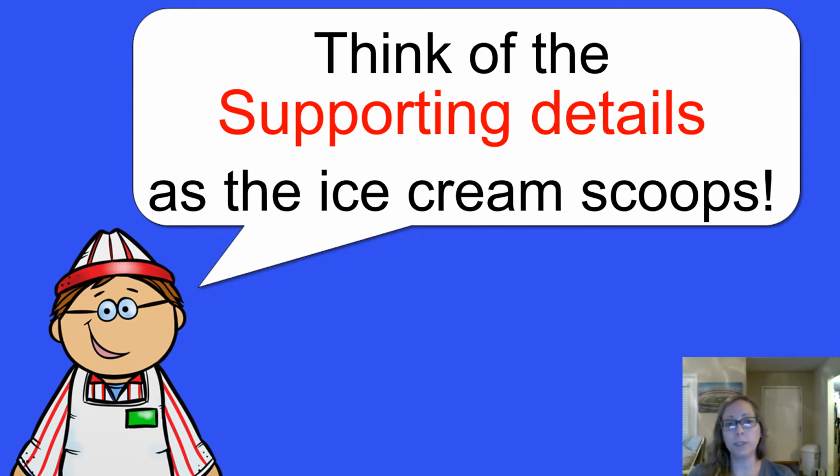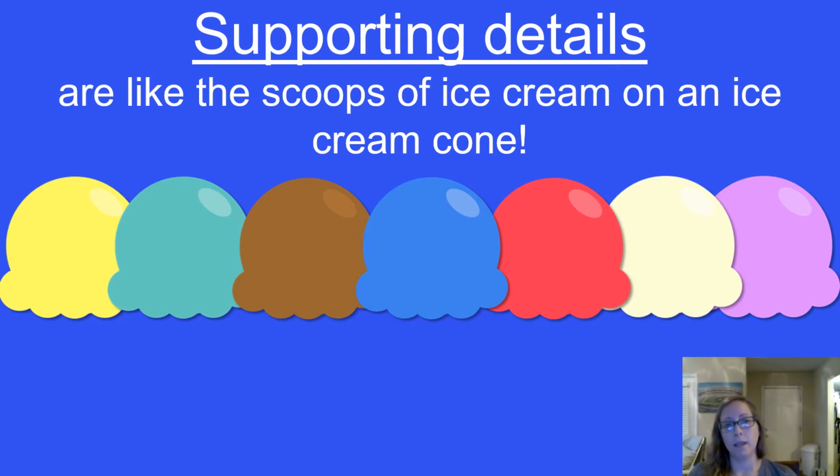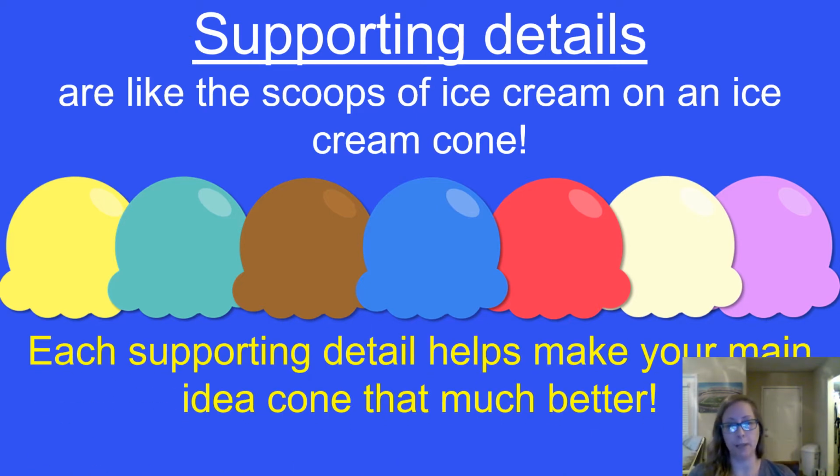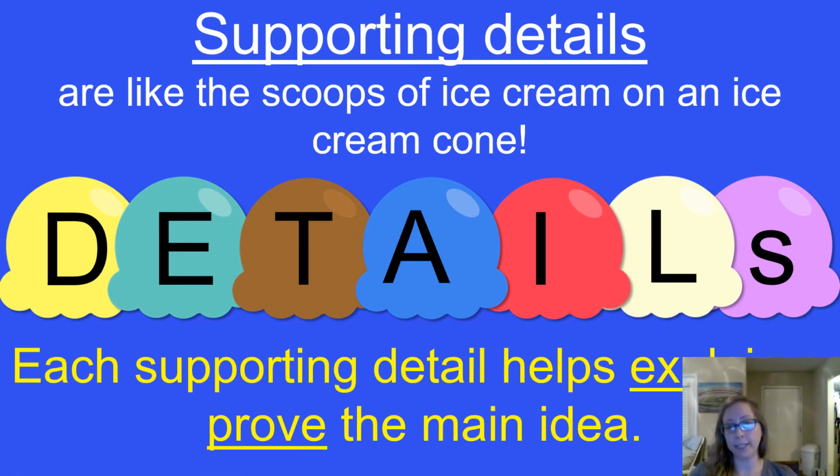And I want you to think of the supporting details as the ice cream scoops. Supporting details, so they're like the ice cream scoops of an ice cream cone, because each supporting detail helps make your main idea cone that much better. And each supporting detail helps explain or prove the main idea.